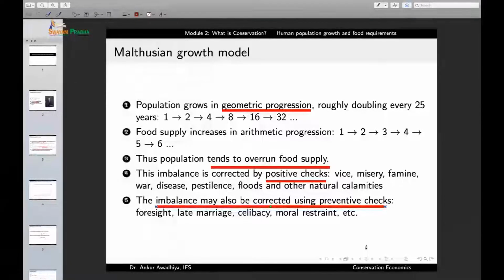So essentially, the preventive checks that Malthus was proposing in his theory are the ones that do not kill anybody but are able to reduce the size of the population through self-control. So, through things such as celibacy or late marriage, people are able to reduce the rate of population growth by having fewer children or by not having children. So this is also an option that is available to humans.